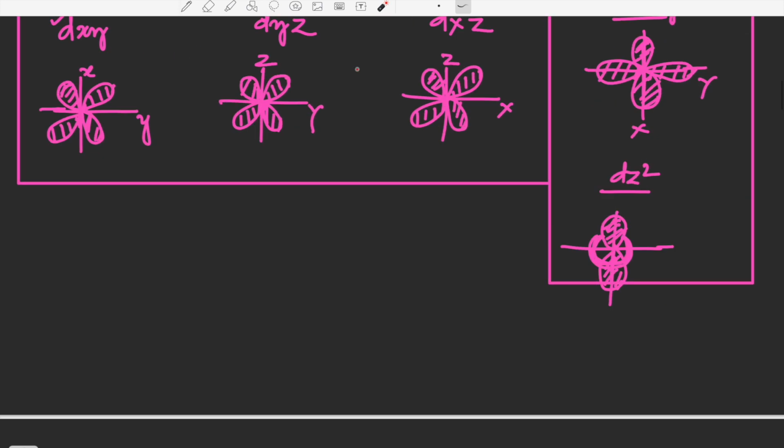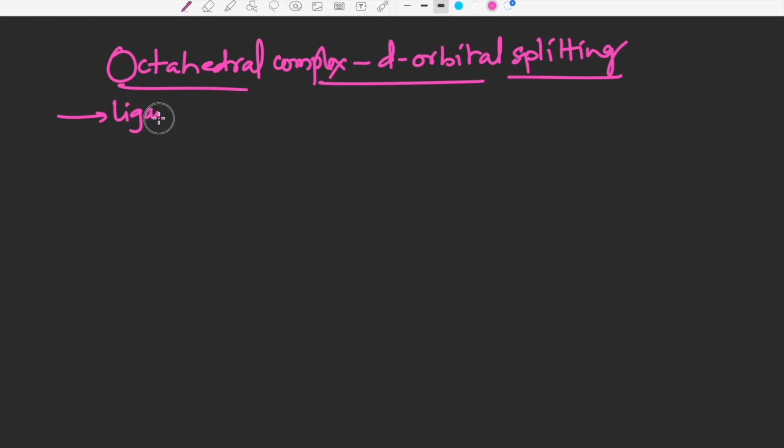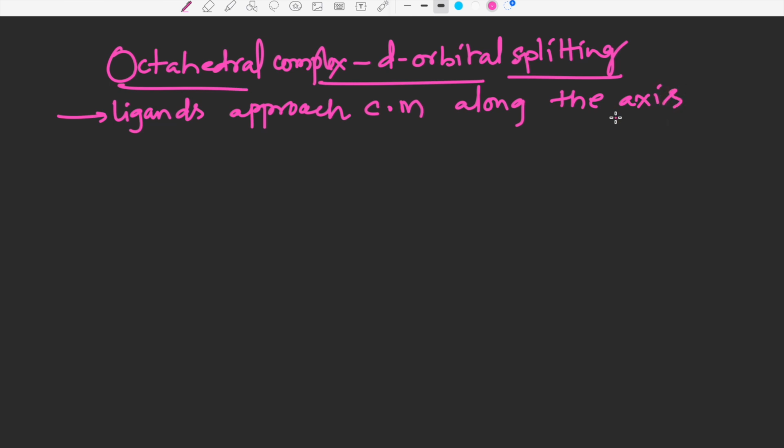So we'll see how the orbitals are split in an octahedral complex, right? So we talk about octahedral complexes. How does d orbital splitting happen in an octahedral complex, right? In an octahedral complex, ligands approach the central metal along the axis. This is the basis here, you should understand it: along the axis.